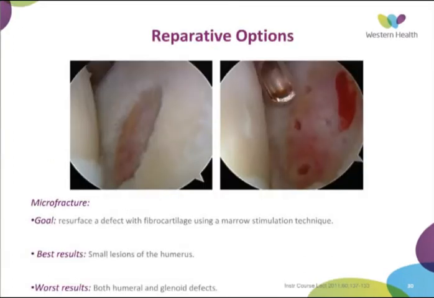Reparative options. These options have all been taken from the experience that was available in the knee. So it's the same sort of thing that's just been started to be used in the shoulder. The aim of it is to resurface a defect with fibrocartilage, with techniques stimulating the marrow. It's good in defects that are small, less than 2 centimeters, and the best results are in very small lesions that are on the humeral side. But when we've got lesions on both the humerus and the glenoid, they will have the worst results compared to the other ones.